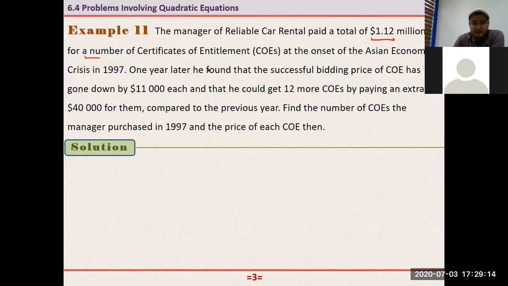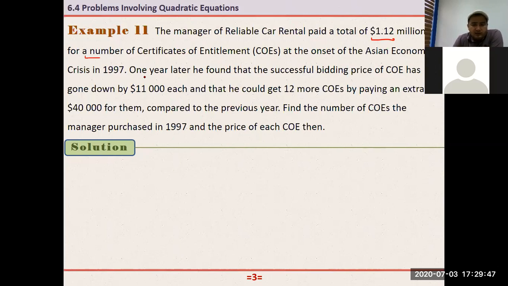Then when you're reading for the second time, read a bit slowly, sentence by sentence, and try to understand every sentence. If possible, while you're reading the problem, use a variable to denote the unknown, then form your equation, and after that, we solve the equation. So anyway, here he paid a total of $1.12 million for a number of certificates of entitlement, that's COEs, at the onset of the Asian economic crisis in 1997.